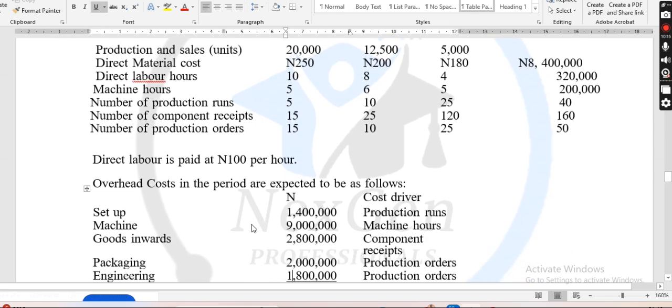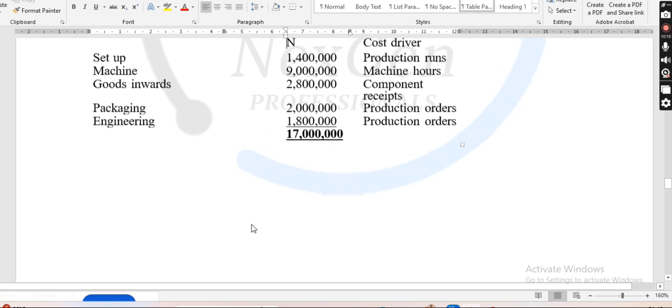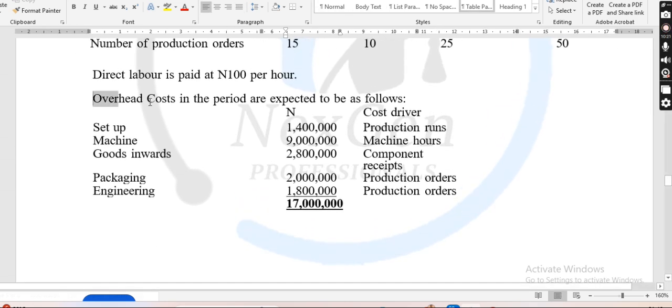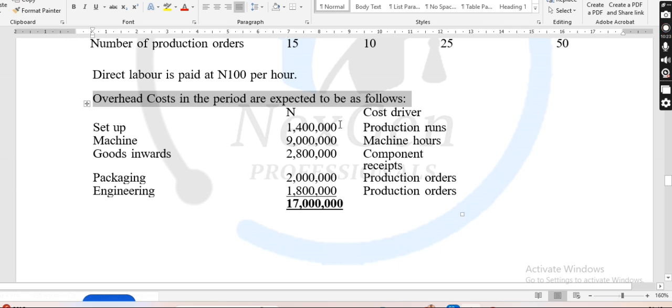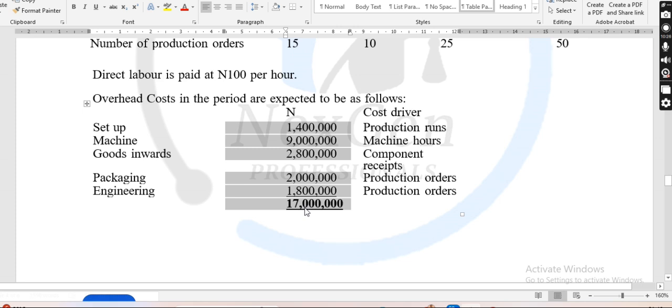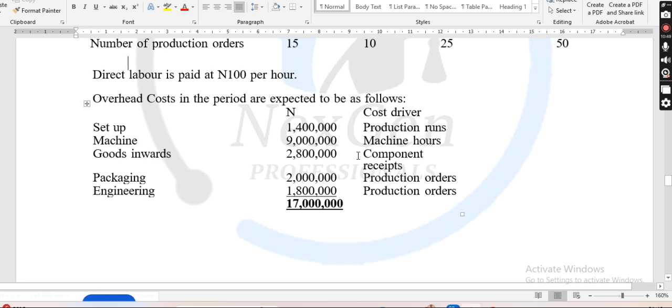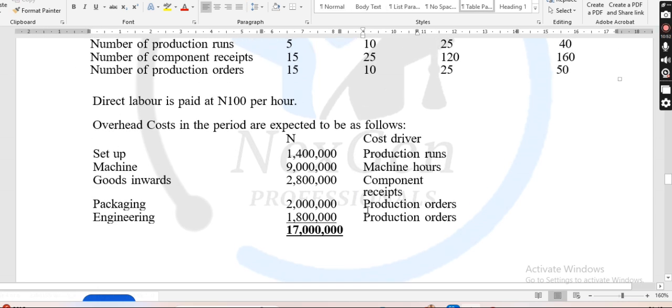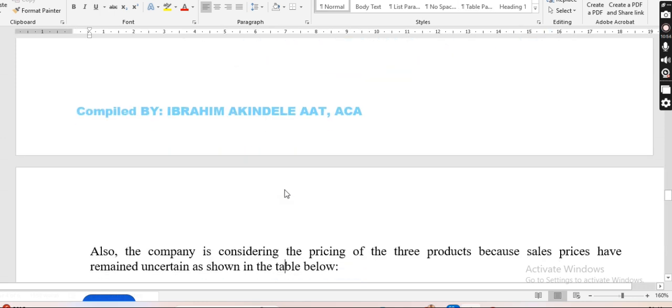Now, you can see your overhead cost. All these costs here are your cost pool, right? Then you can see your setup. The cost pool is allocated to a cost driver. You can see setup is based on production runs, machine is based on machine hours, and goods inward is based on component receipts, and so on and so forth. That is the analysis for that.